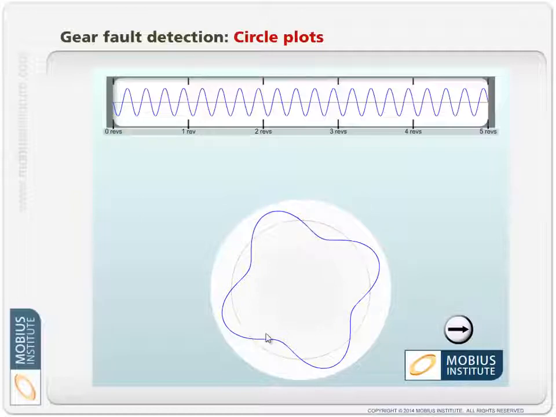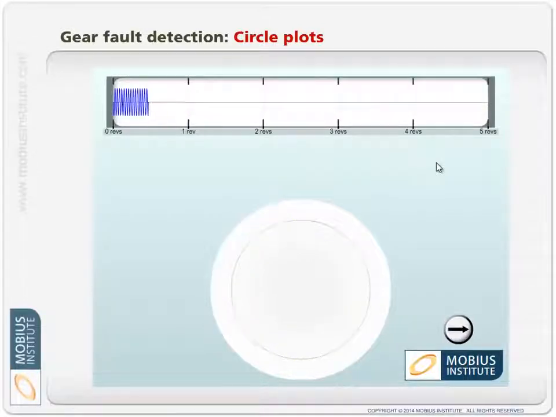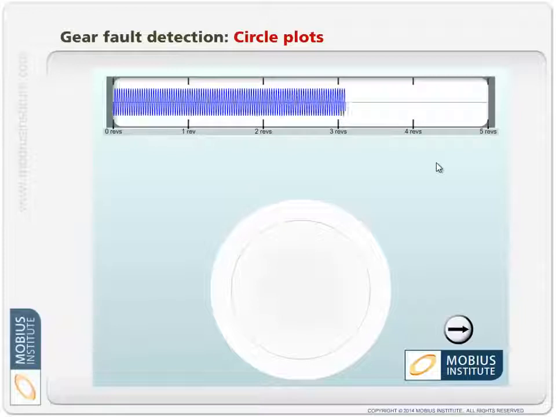1, 2, 3, 4 events per rotation. And because it's sort of this nice smooth pattern, we know that it is exactly 4. If it wasn't exactly 4 events per rotation, then these would all overlap. If I had a lot more time to tell you about circle plots, then I could demonstrate that. In this particular case, we've got, I forget now, but quite a few events per rotation.